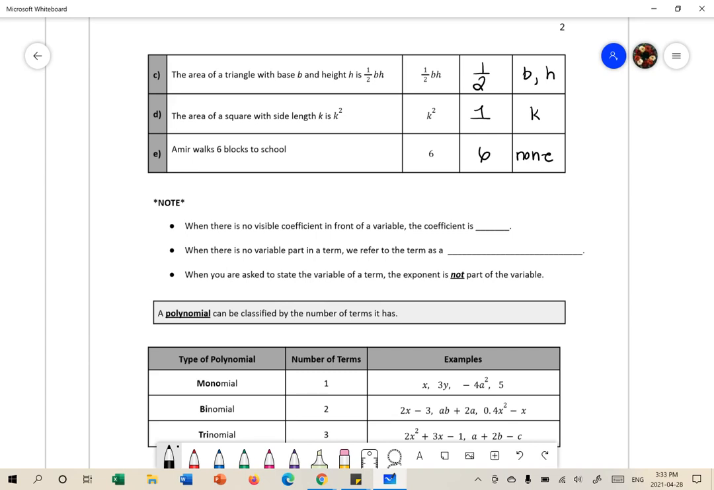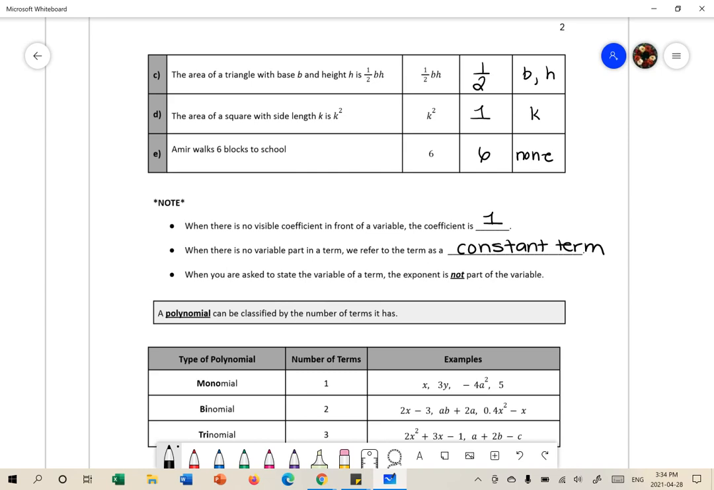A few things to note. When there is no visible coefficient in front of the variable, we understand that the coefficient has a value of 1. When there is no variable part in a term, we refer to the term as a constant term. So just like part E, there wasn't a variable part of the term. So the coefficient alone, without a variable attached to it, we call it a constant.